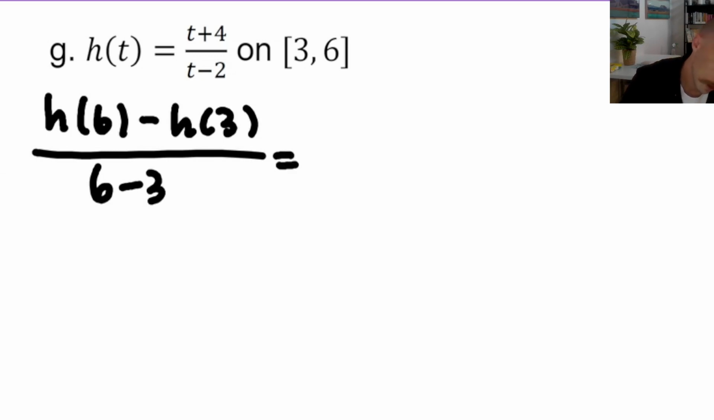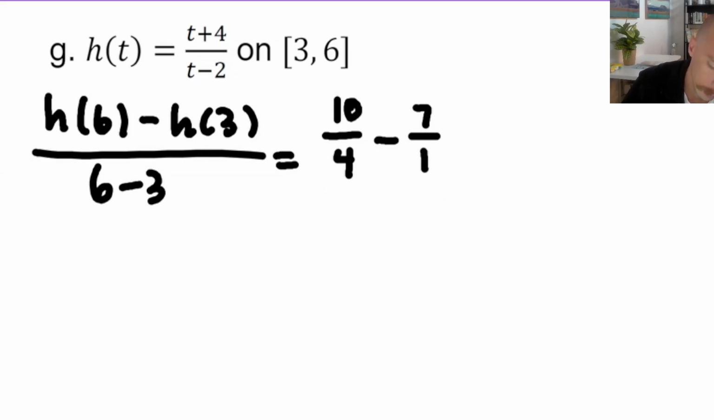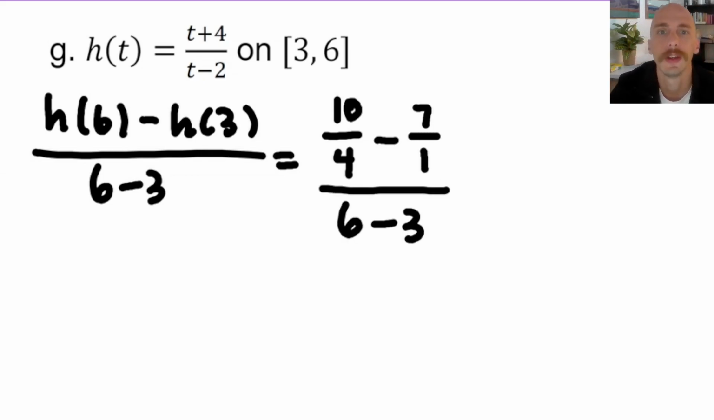All right, when I plug in 6, I'll get 6 plus 4 is 10 over 6 minus 2 is 4. Minus, when I plug in 3, I get 3 plus 4 is 7 over 3 minus 2, divided by 6 minus 3. All right, so 10 fourths. 10 divided by 4, that would be 2.5 minus 7. I think it's going to be negative 4.5.